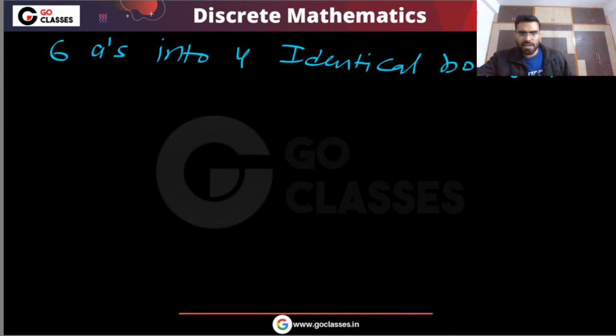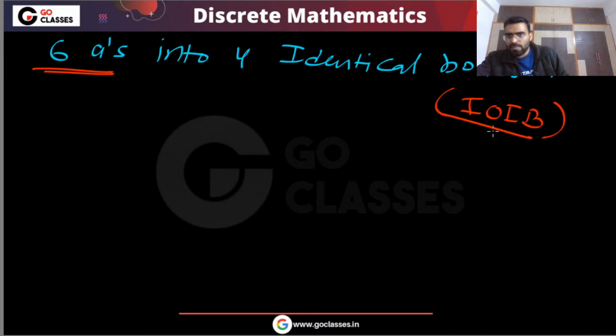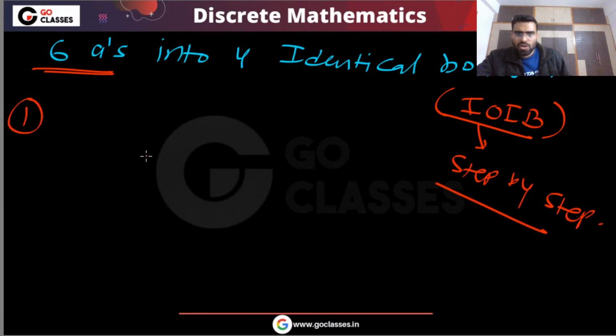Then what to do? Again, go step by step. Very simple. This is IOIB, identical objects into identical boxes. Go step by step. First, use a single box. Just use a single box.